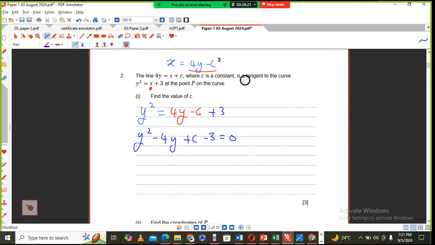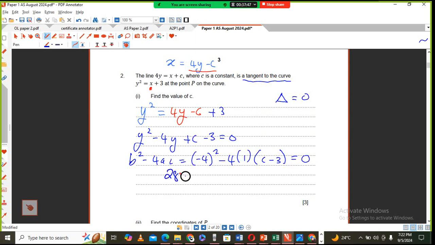Now, when they are told about something is a tangent to a curve, what does that imply? The discriminant is equal to 0. So that means b squared minus 4ac, which in this case is minus 4 squared. I don't have to put the minus, but I know the answer will be positive. Minus 4, a is 1. Sometimes we don't put the 1 if it's not necessary. And here you have c minus 3. Of course, this equals to 0. Now, that stuff will clean up nicely to 28 minus 4c, which equals to 0.